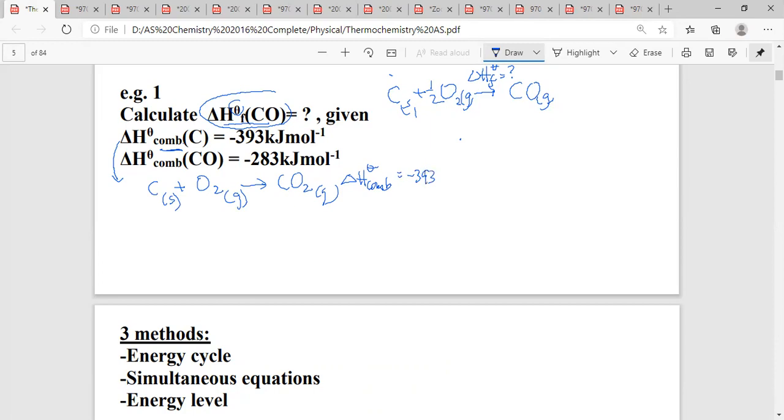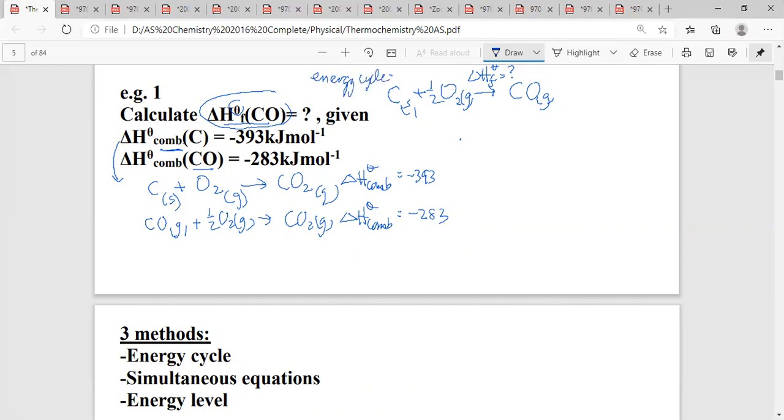And combustion of carbon monoxide means one mole of carbon monoxide gas plus oxygen gas gives you carbon dioxide. Delta H of combustion equals minus 283. Now, to balance it here will be half oxygen. Right, so I must put these two into this whole thing to create an energy cycle, called an energy cycle.